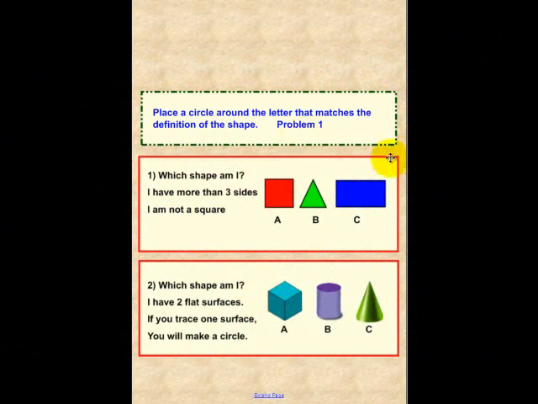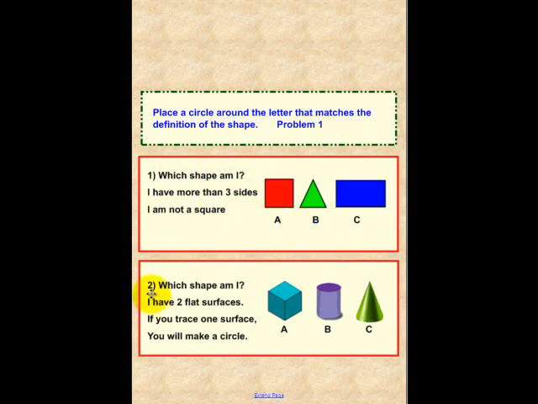Problem 1. We should have a student up at the video now. Now for problem 1, we would like for you to place a circle around the letter that matches the definition of the shape. For example, number 1. Which shape am I? I have more than 3 sides. I am not a square. Is it A, B, or C?